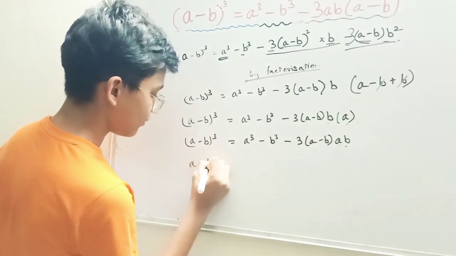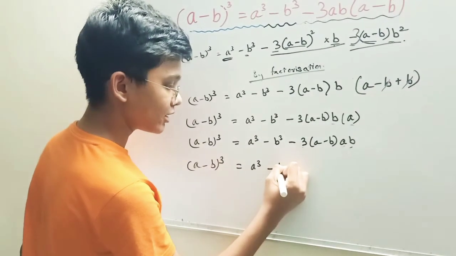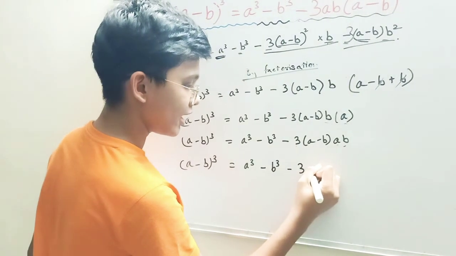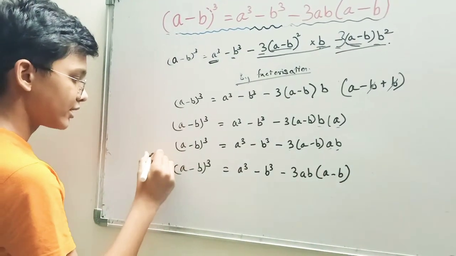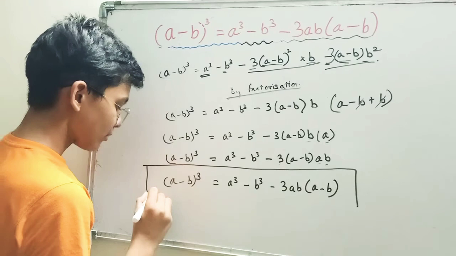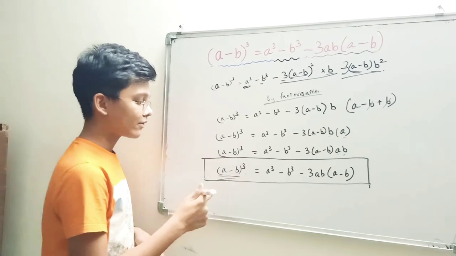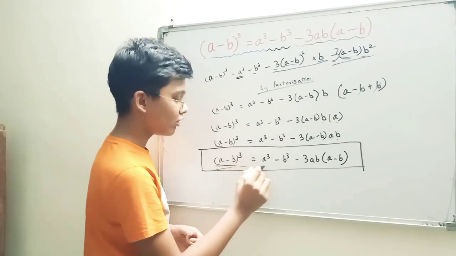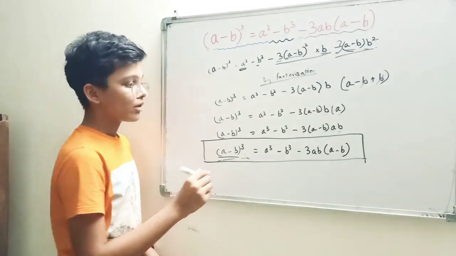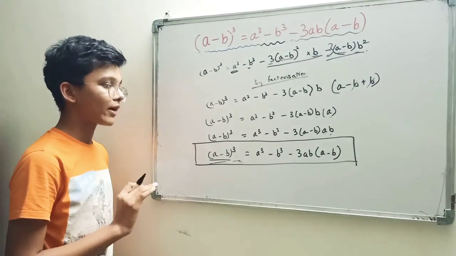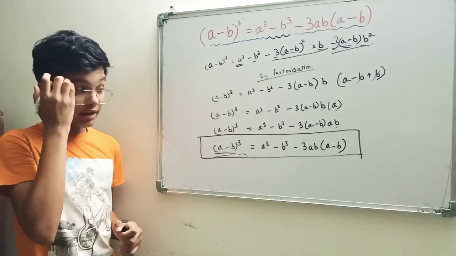So our final formula will be a minus b the whole cube equals a cube minus b cube minus 3ab, in brackets a minus b. And this is how we can get the a minus b whole cube diagrammatically as well. By that diagram we solved this, simplified it further till last. Here we cannot simplify this further. This is the final equation, and this is how by representing, we get a minus b the whole cube.